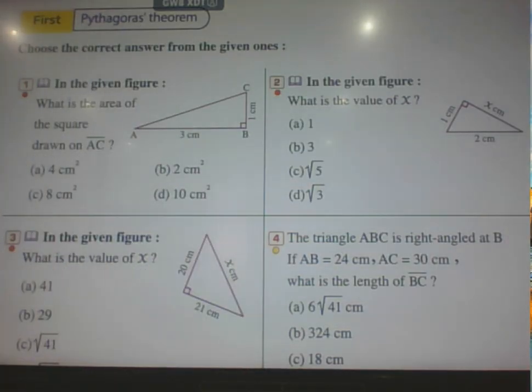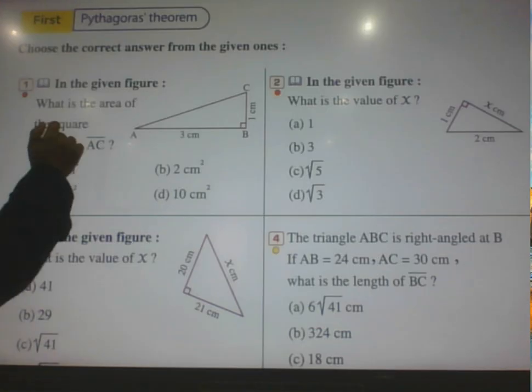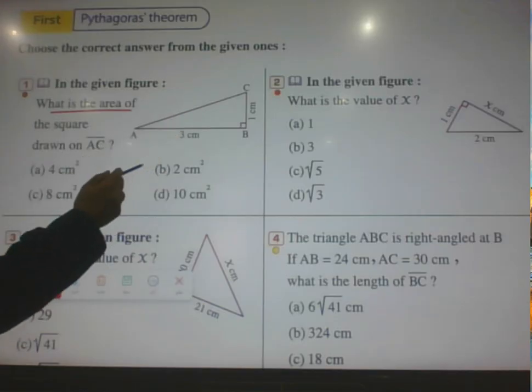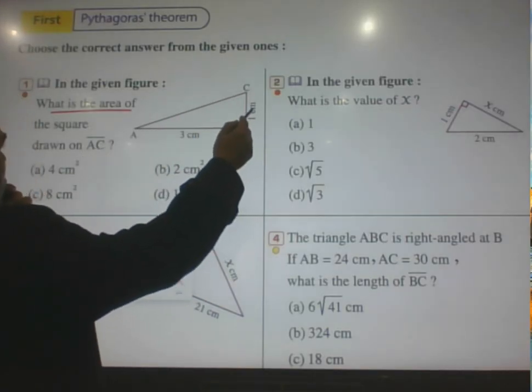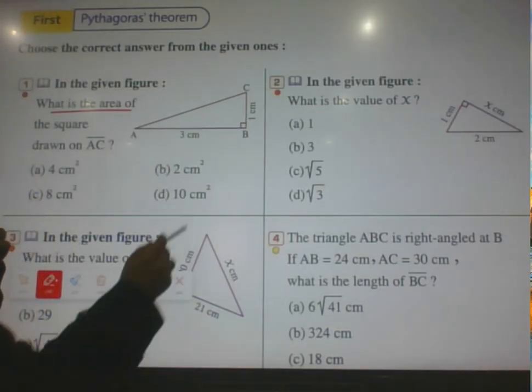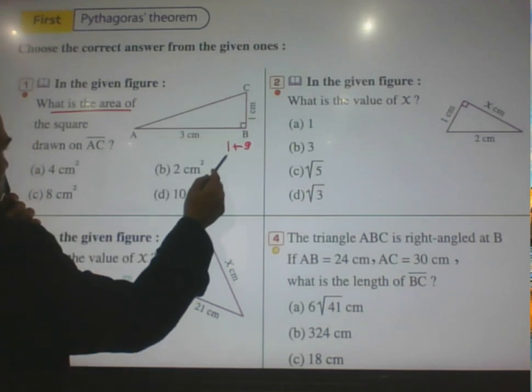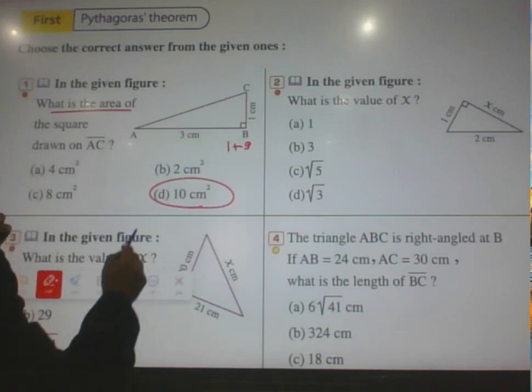This question here, in the given figure, we have a right angle triangle. He wants to find what is the area. Look at here. What is the area of the square which you draw on AC? We know AC power 2 equal 1 power 2 plus 3 power 2. 1 power 2 it will be 1 and 3 power 2 is 9. Then AC power 2 equal 1 plus 9 equal 10 square centimeter.